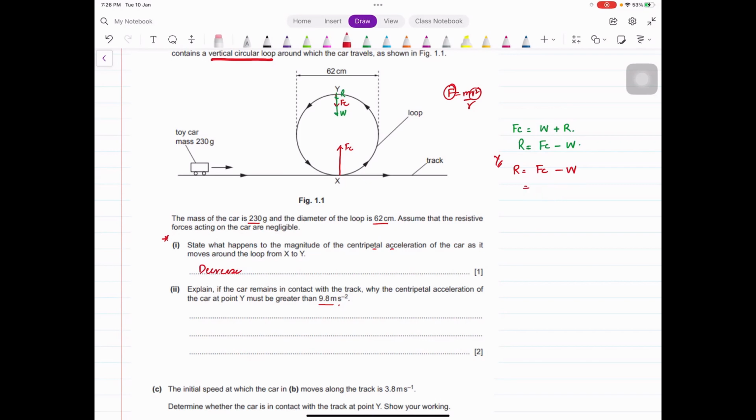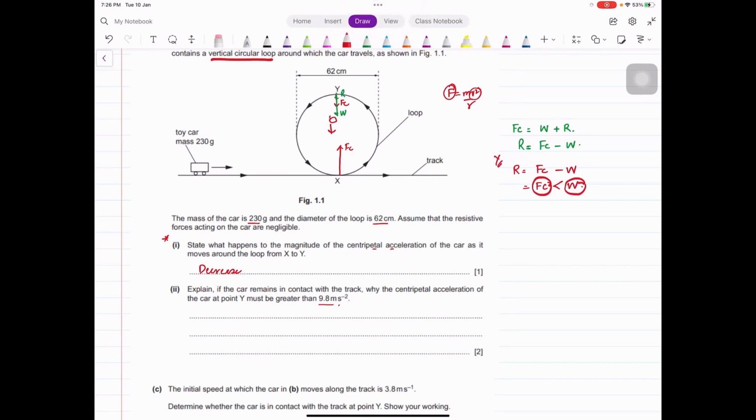If FC becomes less than W, then what happens? The car will fall down, because the acceleration of gravity is going to be greater than the centripetal acceleration. Do you understand what I'm saying? Yes, sir. Now I do.